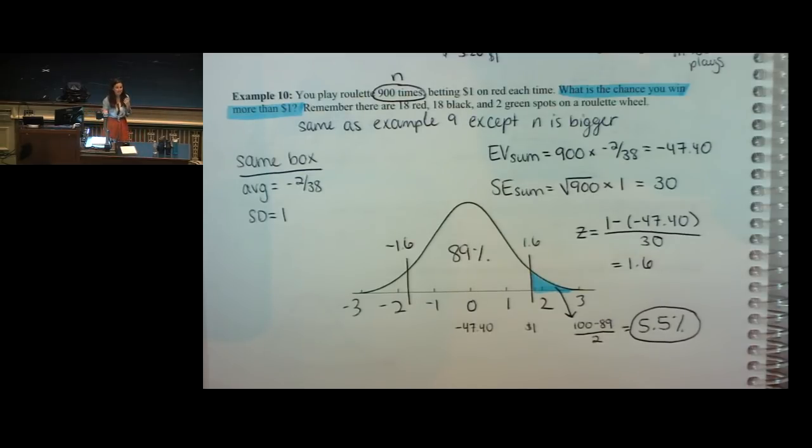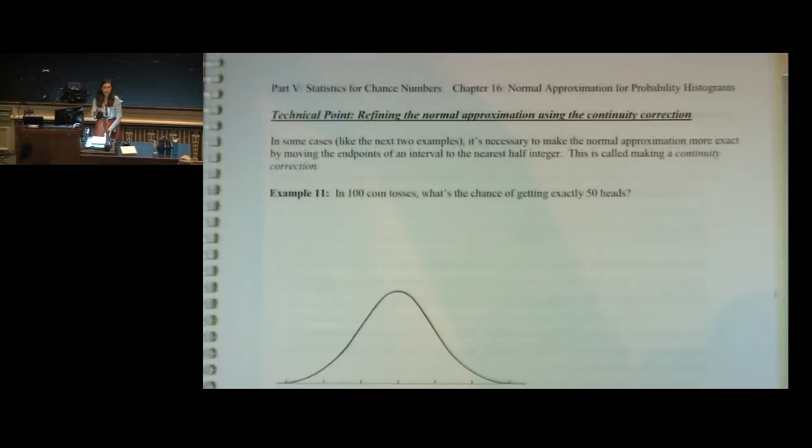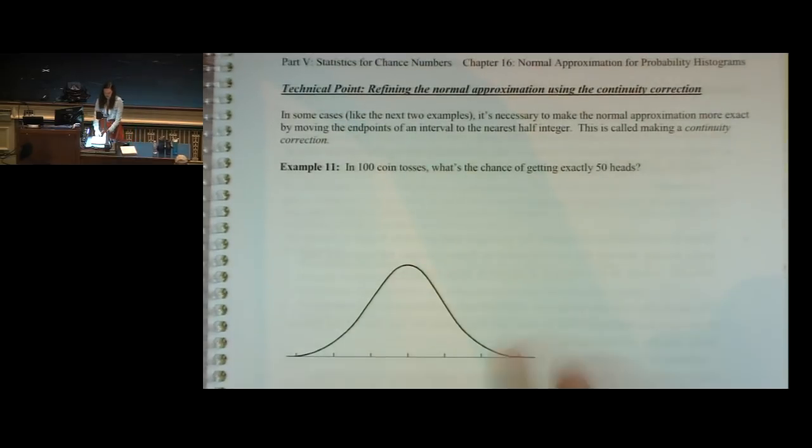Basically, if you have a negative expected value, the more you play, the less probable it is that you'll win a lot of money. All right? So that's all we're going to do for today. We're skipping the next page, just FYI, so I'm going to start on the next one.